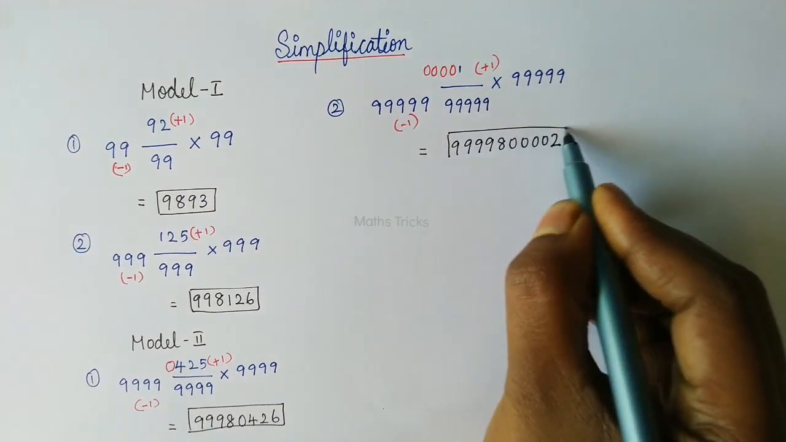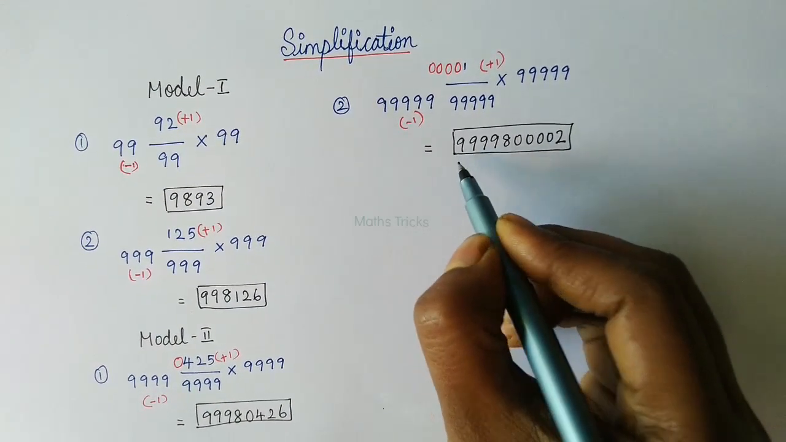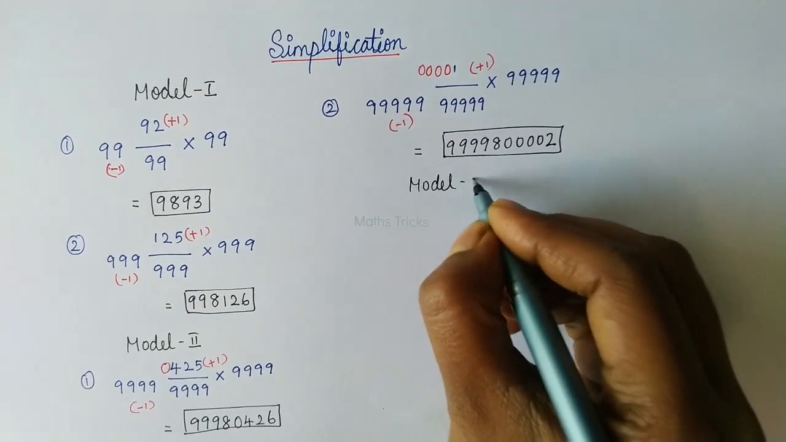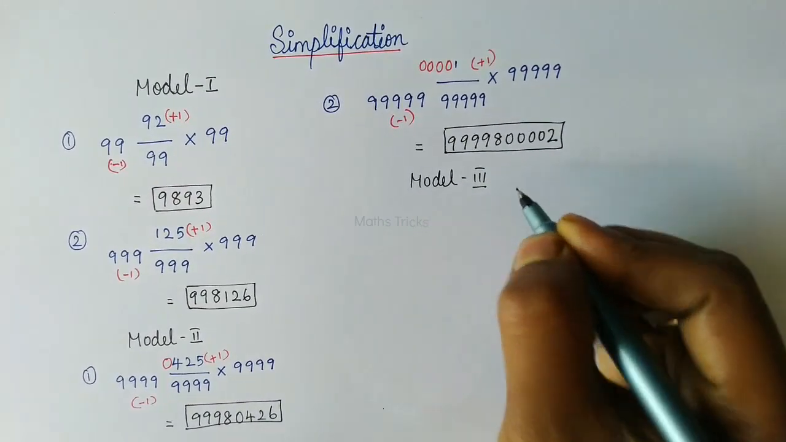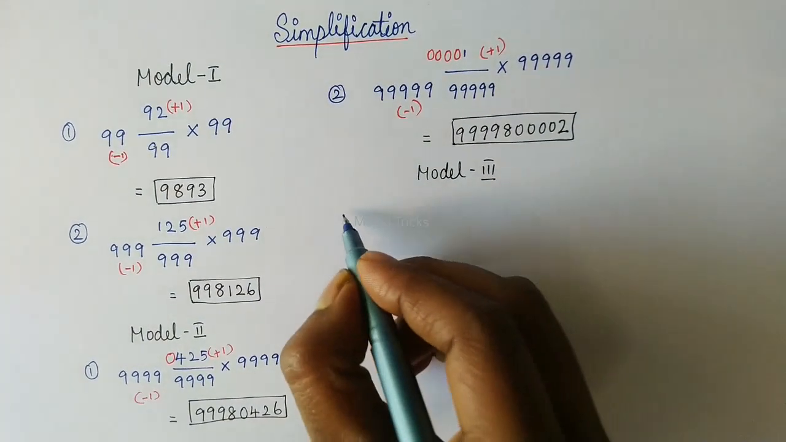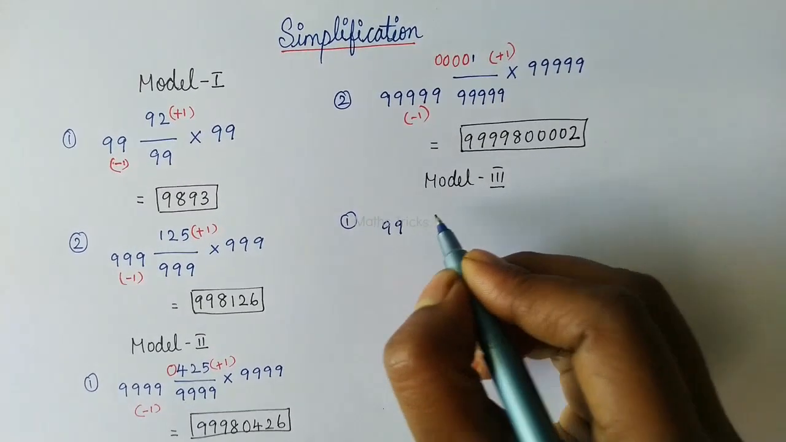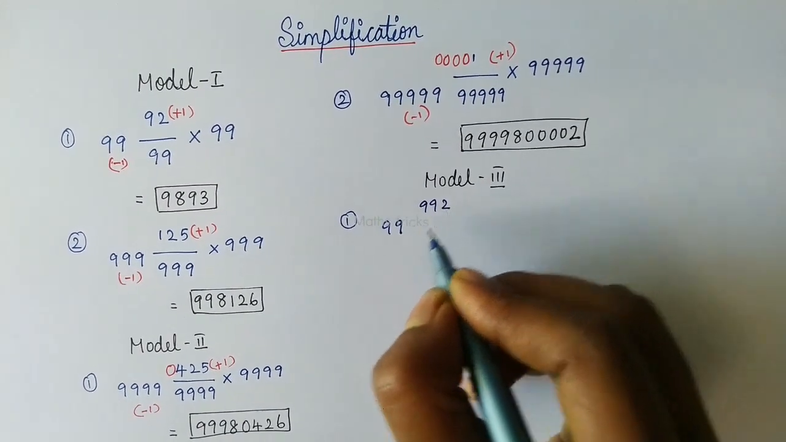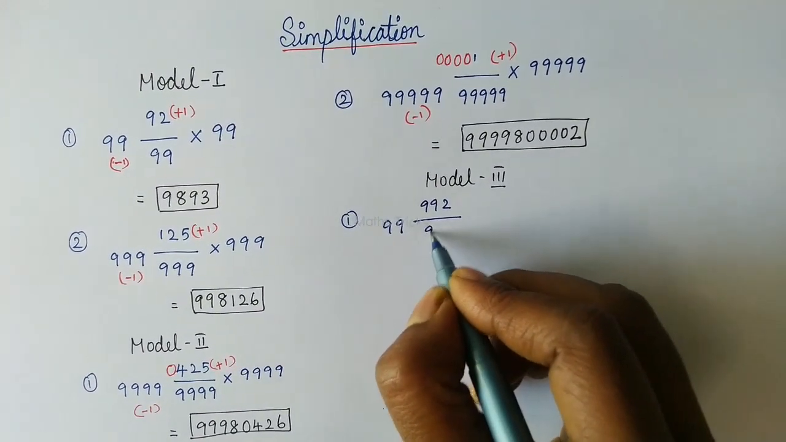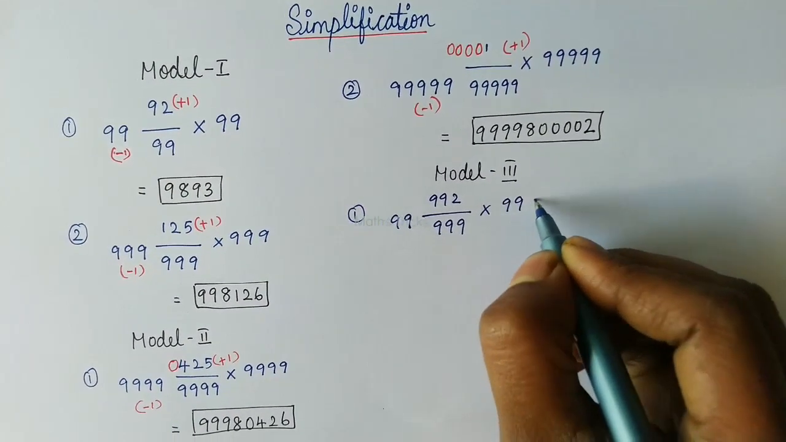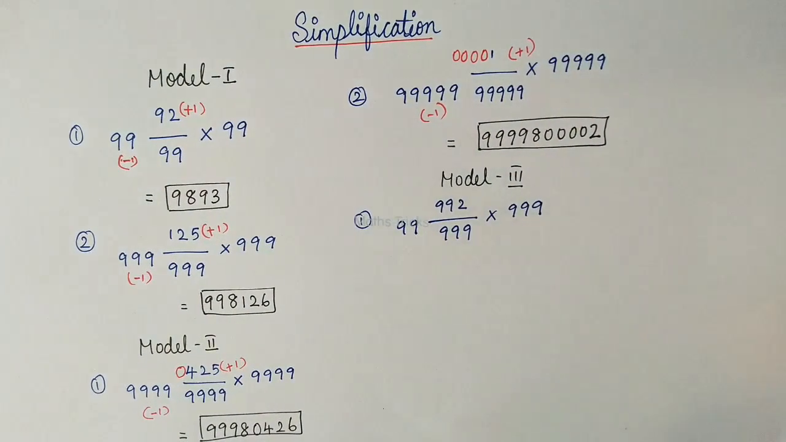So now let's enter into the third model, and the third model is somewhat different from model 2 and model 1. These kinds of sums are very important. We can solve within seconds by using a trick. The third model first sum is 992 divided by 999 into 999. This is a somewhat different sum. We can solve it easily.